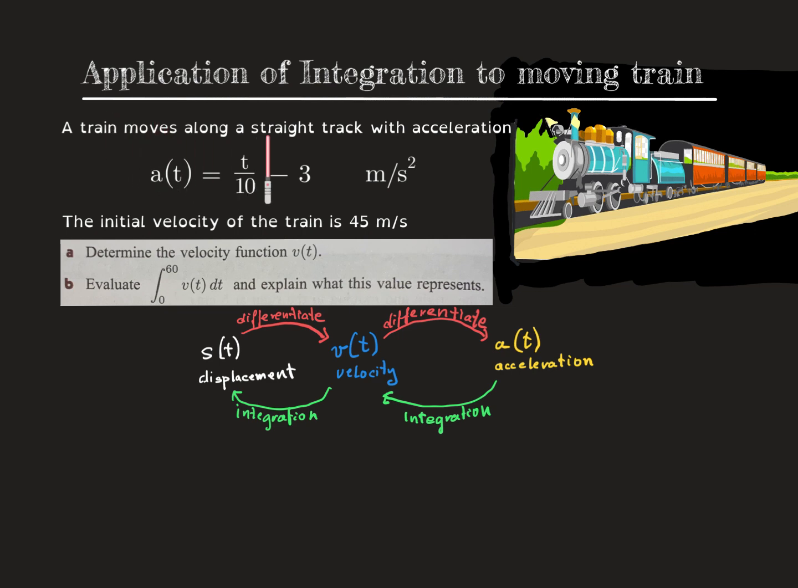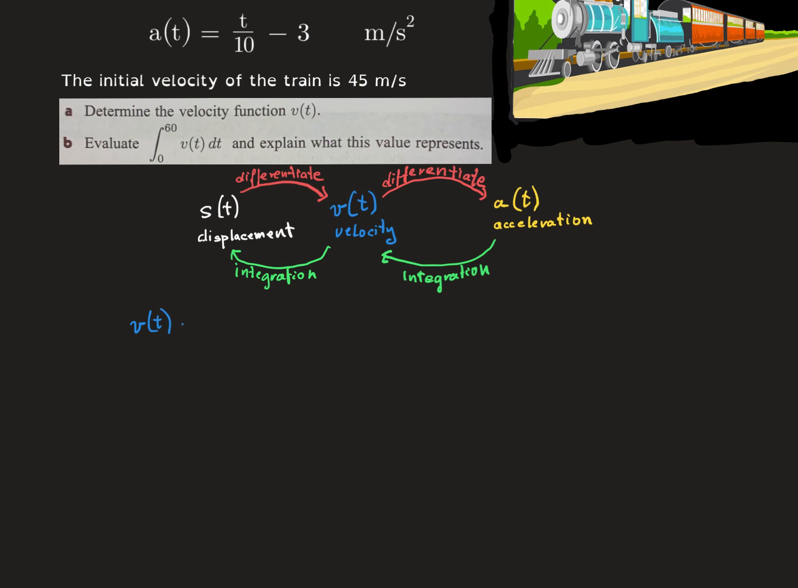We've got a train which moves with acceleration, and the initial velocity of the train is 45 meters per second. Determine the velocity. We have acceleration, we need to find velocity. What do we do? We integrate the acceleration. And so velocity is therefore the integral of acceleration, dt.